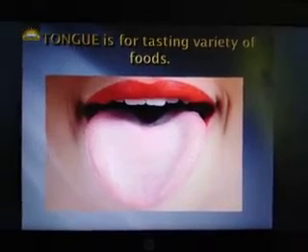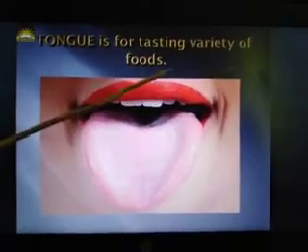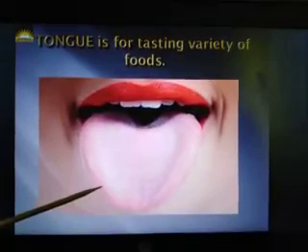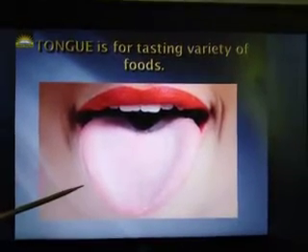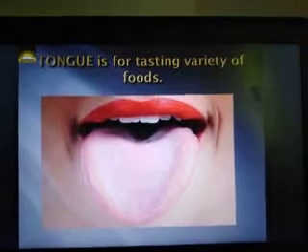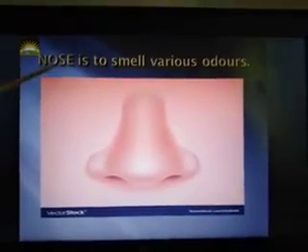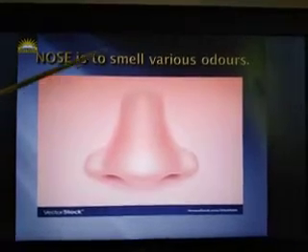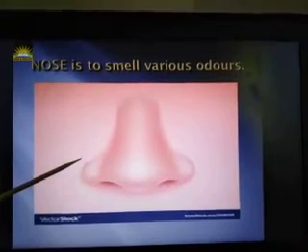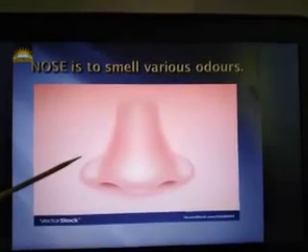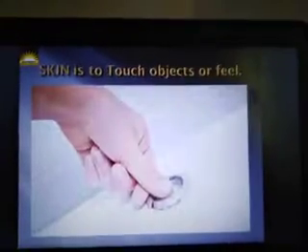Next sense organ is tongue. Tongue is for tasting variety of foods. Tongue helps us to tell the taste of different types of food we eat in our daily life. Our next sense organ is smell. The organ is nose, and nose is to smell various odors. Nose is the organ which helps us to tell what type of odor is around us. The odor may be good or bad.